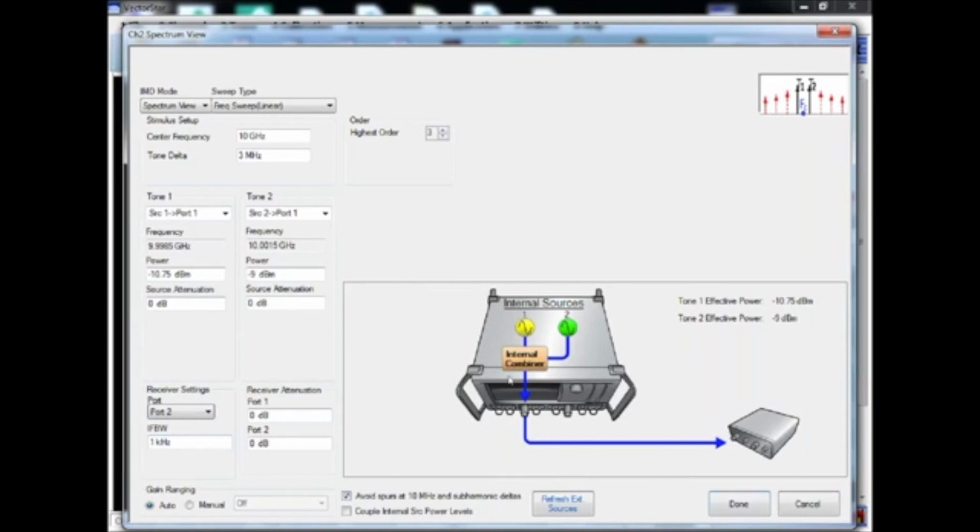And then again, this is just a picture which shows the particular combination I'm using right now, which is both sources are inside and the combiner is also inside. So this GUI is actually very simple and can be easily configured.